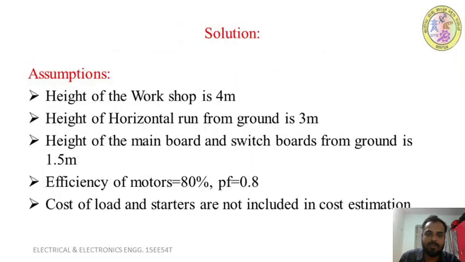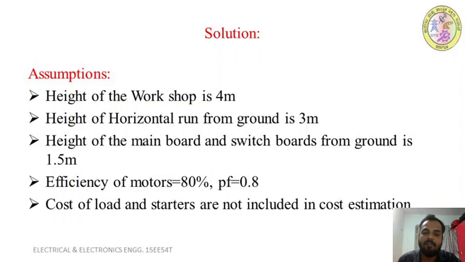So the solution: first we have to make some assumptions. If you are doing any problem, before starting the problem you have to write the assumptions. What are the assumptions we are going to make here? The first assumption is that the height of the workshop is 4 meter. We are assuming that the height of the workshop from the floor level is 4 meter, which is the total height of the workshop.